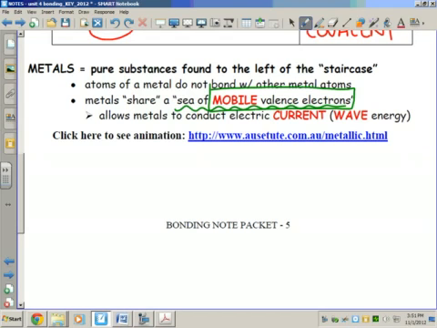And if you check this animation out, it's really good. I suggest you click on it. It'll just give you an idea of visualization for what it means to have those mobile valence electrons, and it illustrates what it looks like to sort of conduct that alternating current.